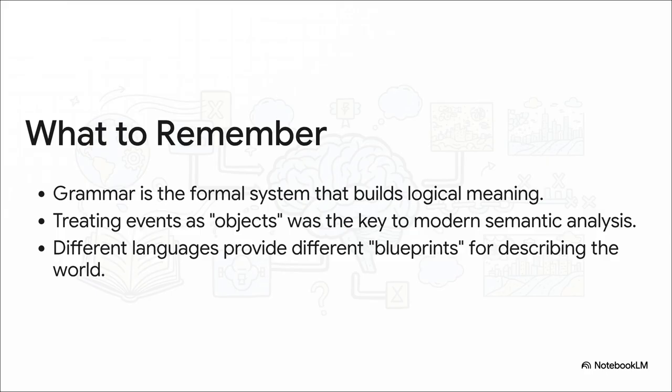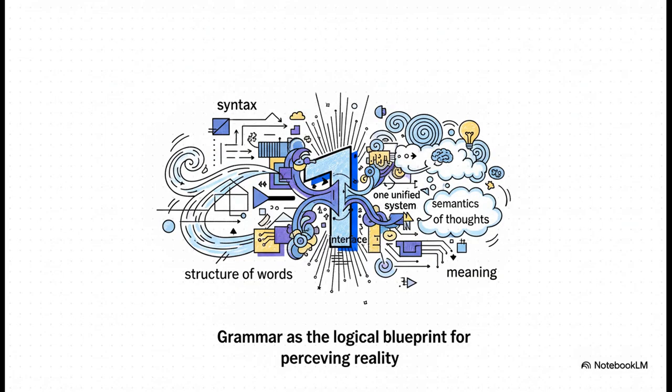So if you remember just 3 things from all this, make it these. Number 1, grammar is the engine that systematically builds logical meaning. 2, the big breakthrough was treating events as concrete objects that we can actually analyze. And 3, different languages give us different, totally fascinating blueprints for describing the exact same world. And ultimately, it all comes down to this: one single unified system. A powerful interface connecting the structure of our words to the logic of our thoughts, all of it working together seamlessly to create the world we understand.